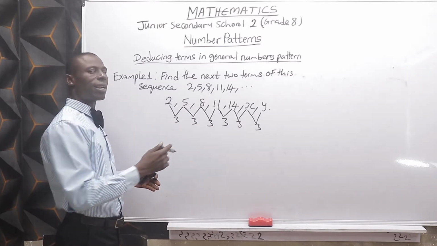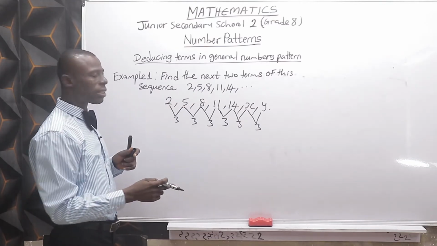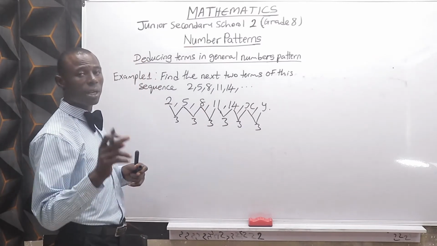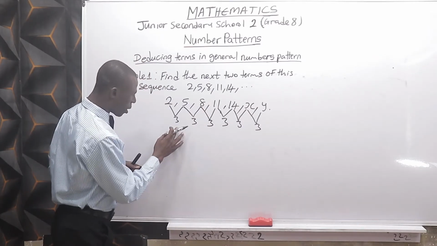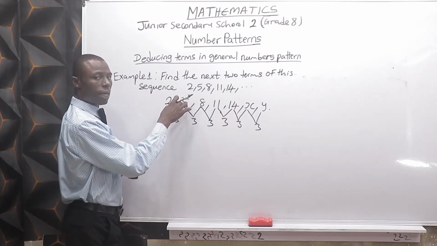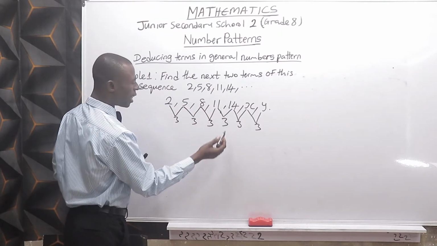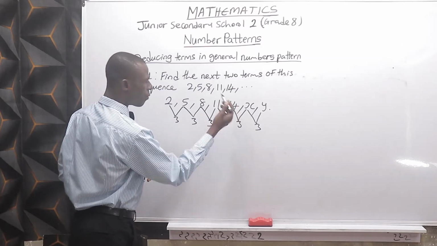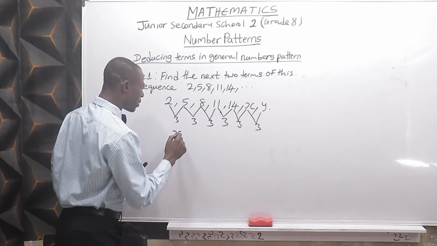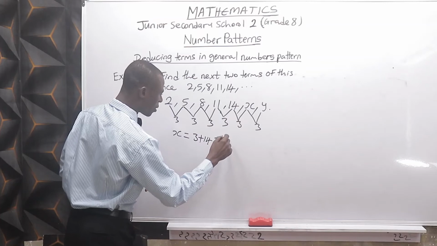you can decide to add the 3 to get the next term. 3 plus 2 gives 5. 3 plus 5 gives 8. 3 plus 8 gives 11. 3 plus 11 gives 14. Yet, look at this method. 3 plus 2 gives the next, 3 plus 5 gives 8, 3 plus 8 gives 11, 3 plus 11 gives 14, and 3 plus 14 gives the X. So X equals 3 plus 14, which is 17.